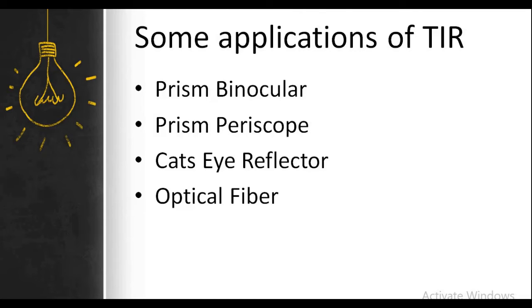In this video, we are going to discuss some applications of total internal reflection. That includes prism binocular, prism periscope, cat's eye reflector, and optical fiber. The applications of total internal reflection are more than this. The others we are not covering; we are just picking four of them, and the following video illustrates the applications.